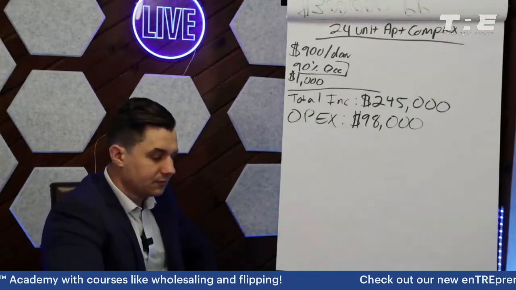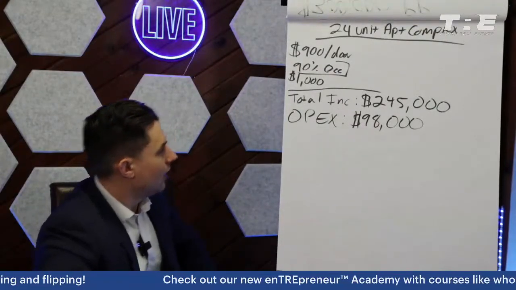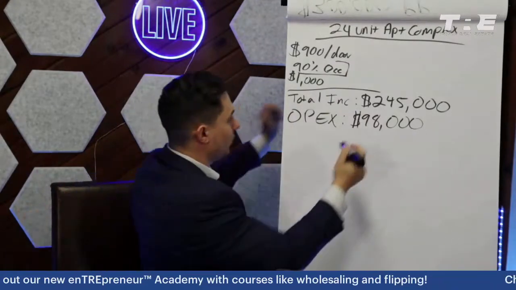So 245 minus 98 gives us our net operating income of what? What's our NOI?